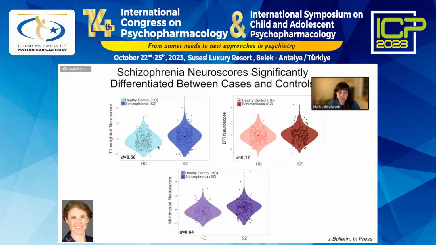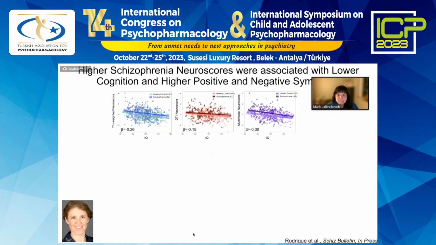Now, the effect sizes are a bit larger, and the finding was consistent across different study samples, which is not the case for individual regions. And importantly, these effect sizes are significantly larger than any of the individual regional case control group differences. We then found that for all the neuroscores, lower IQ, here on the x-axis, was associated with a higher neuroscore. So lower IQ is associated with this putative greater neuroanatomic liability for schizophrenia.